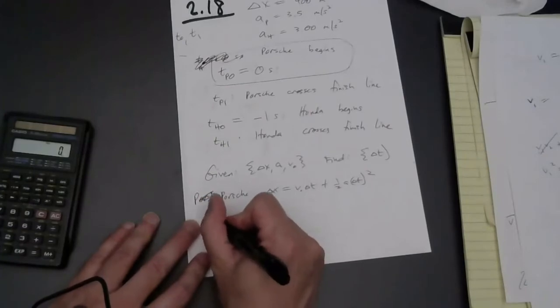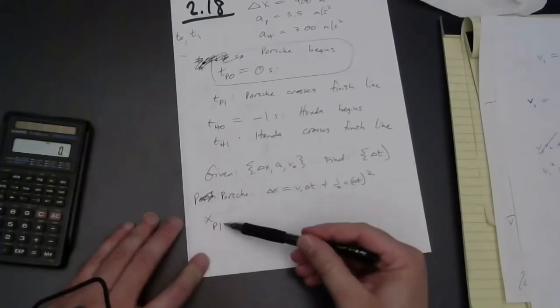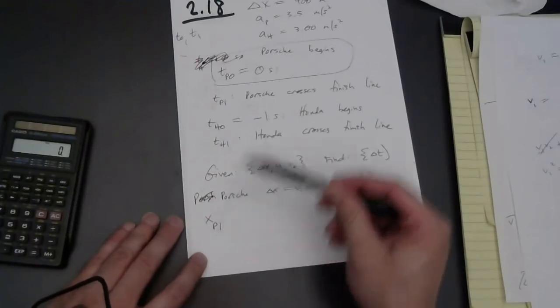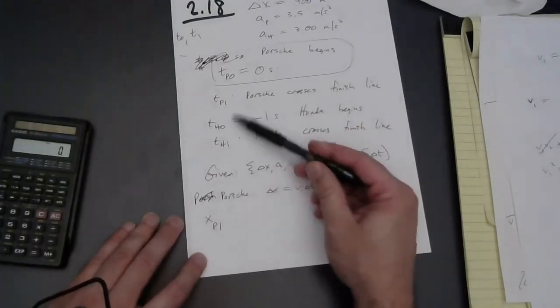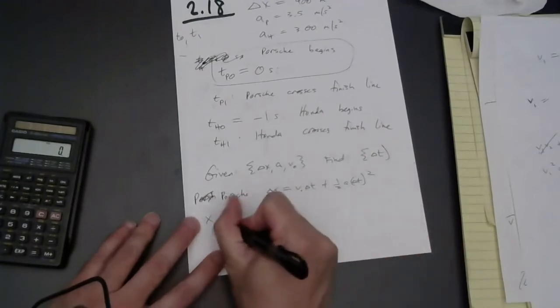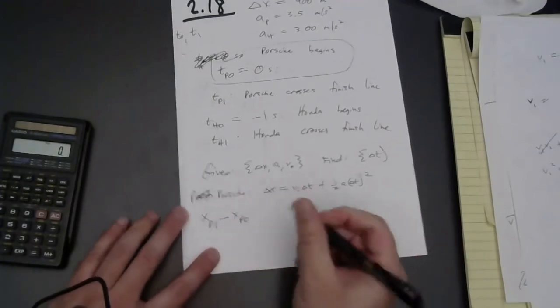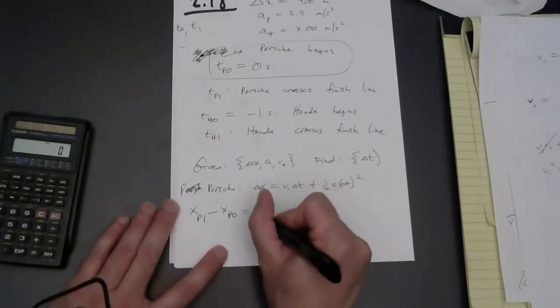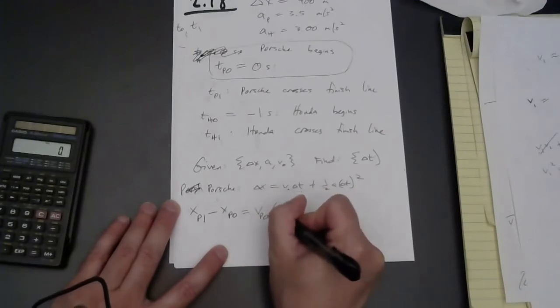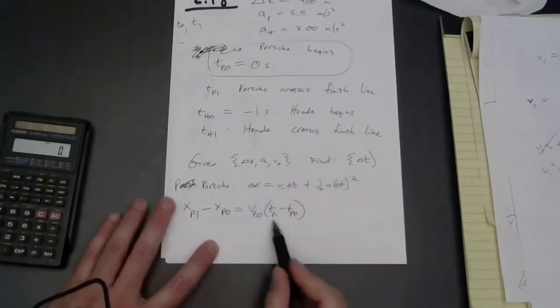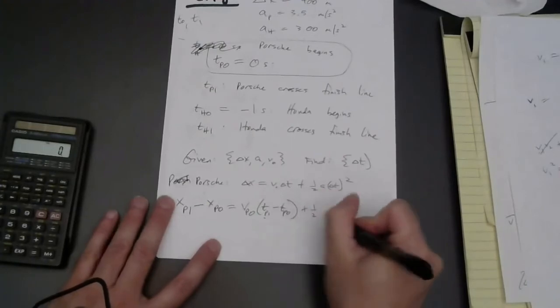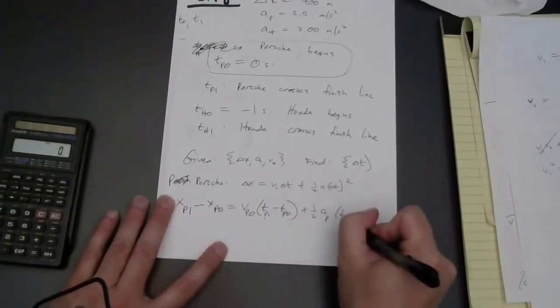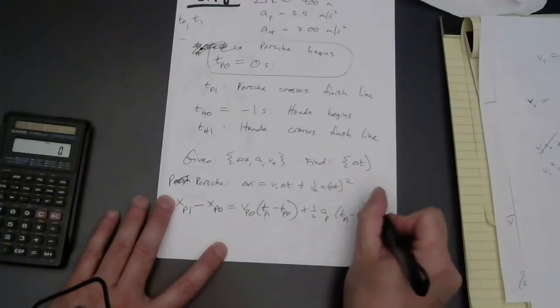So the position of the Porsche at time 1, XP1, notice that the Porsche has this position at the time at which it crosses the finish line, minus XP0 equals, and not just any old V initial, it's the velocity at time 0 for the Porsche, times, let's see, T Porsche 1 minus T Porsche 0, right? It's delta T, plus 1/2 acceleration of the Porsche times T Porsche 1 minus T Porsche 0 squared.